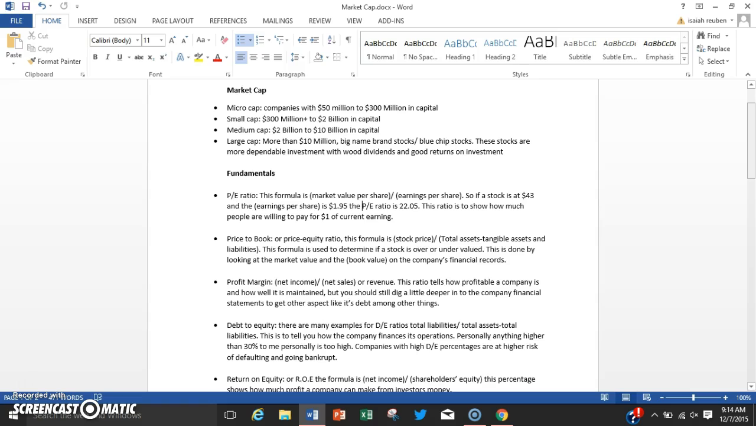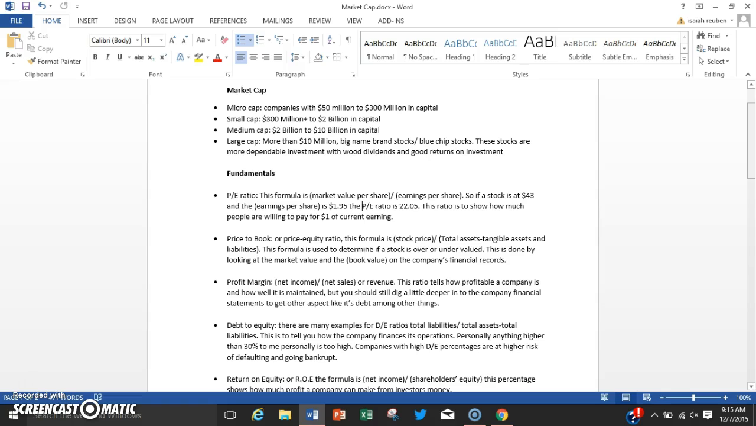As you can see, certain market caps have certain businesses. We'll go over that real quick. As you can see, the micro companies are between $50 million and $300 million. The market cap is basically how much the company is worth. Most of the big name companies are in large cap. There are what's called mega cap, so like these big conglomerates and damn near monopolies, but that's neither here nor there.